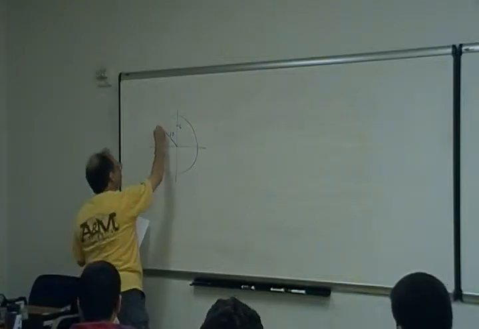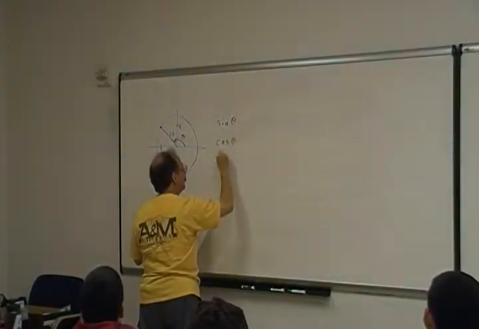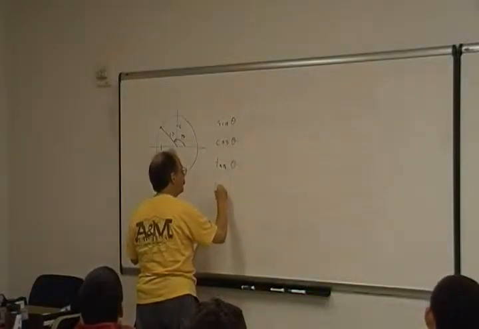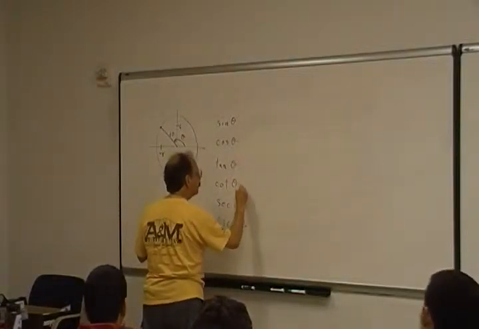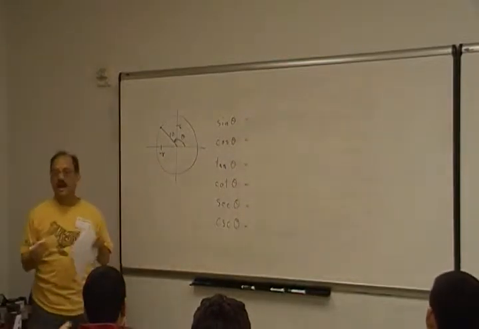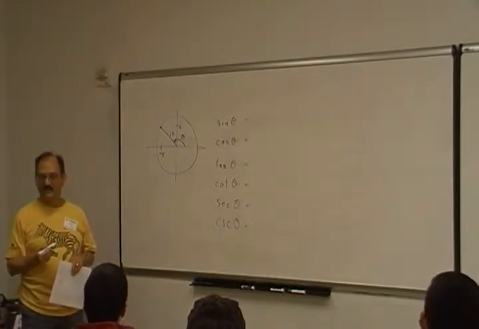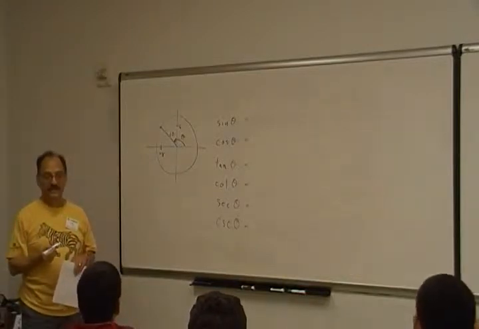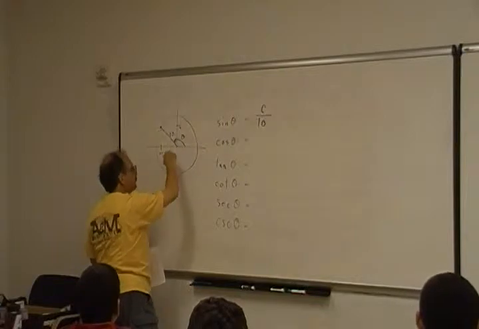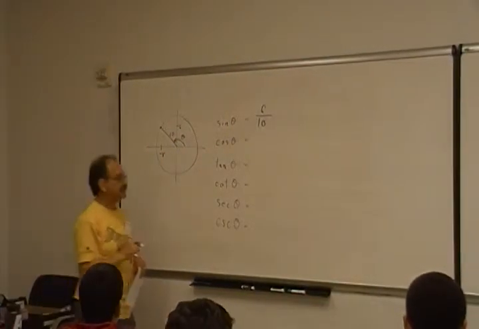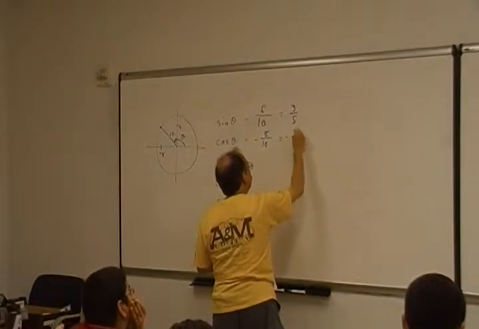Okay? And you wanted to know the 6 trig functions of this angle. Sine theta, cosine theta, tangent theta, cotangent theta, secant theta, cosecant theta equals. What is the sine? Everybody, out loud. Sine is opposite over hypotenuse, height over the diagonal: 6 over 10, or 3/5. What about the cosine? -8 over 10. If you want to reduce it, it's 3/5, and this is -4/5.